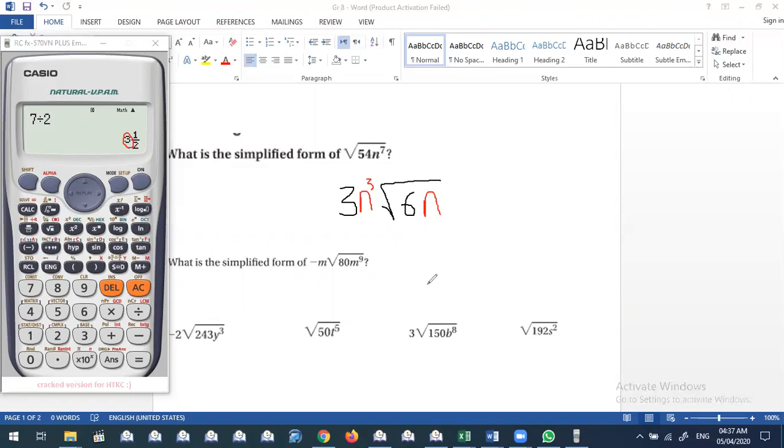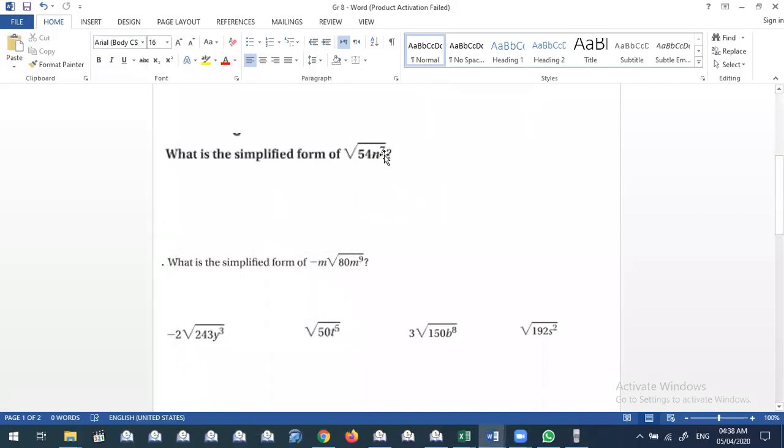And every time you have an odd number, you will get just one of the letter inside the square root. Let's see another exercise for this problem because it's very important.